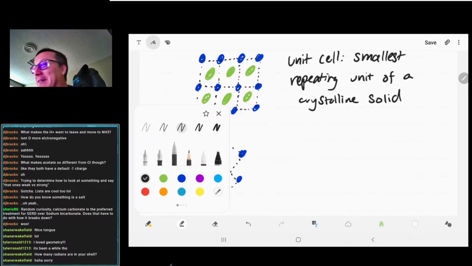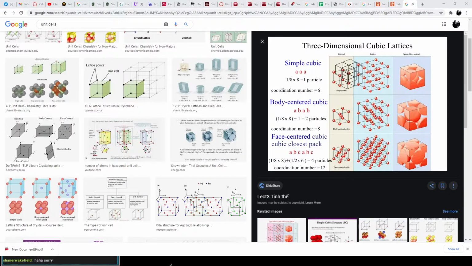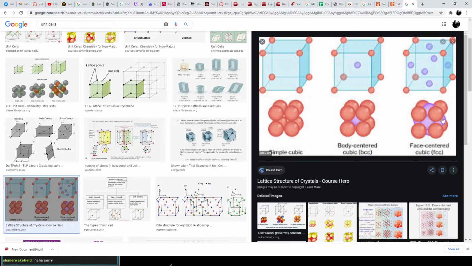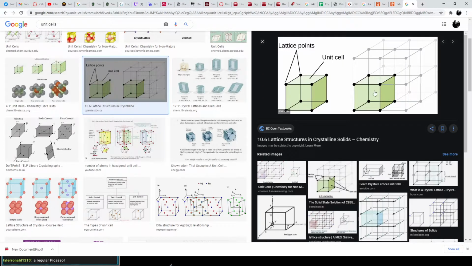Okay, you know what? Back to Google here. This is what I'm trying to show you guys. Here, our green blob in the middle is this purple one. So we have our cubic structure with, for me, blue atoms or ions on the outside, and we have a purple one in the middle. Actually, this is a pretty good drawing here. Let's look at this one. The unit cell, as we can see, is the smallest repeating unit within this.